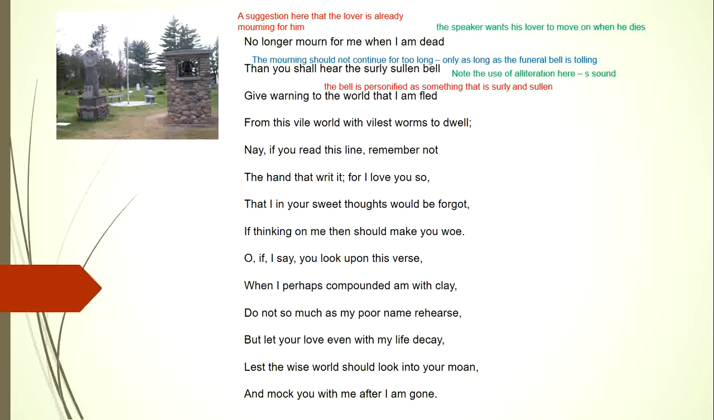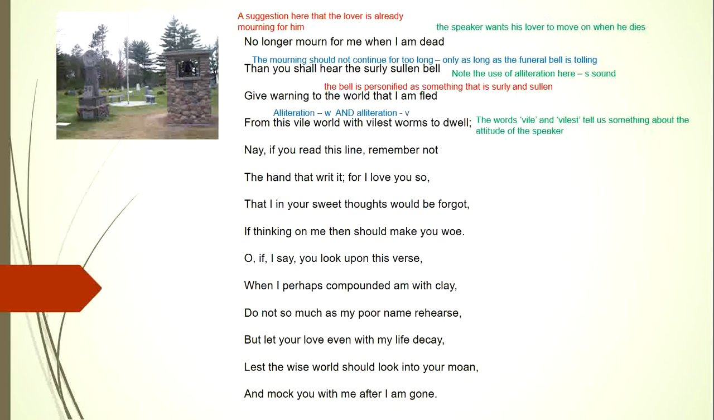So that bell tolling is kind of symbolic of the fact that they are allowed to feel that way while it is tolling. Then we also see here what the bell does, the surly sullen bell. It gives warning to the world that I am fled. In other words, it's announcing to the world that the speaker has fled. And that word fled there means that he has died, that he's moved on to the afterlife. And what has he done? He says he's from this vile world with the vilest worms to dwell.